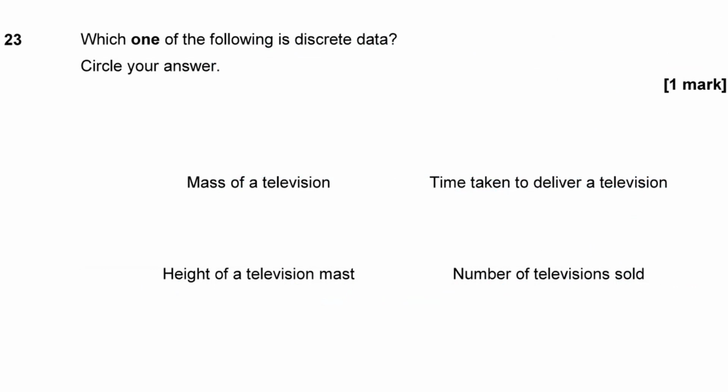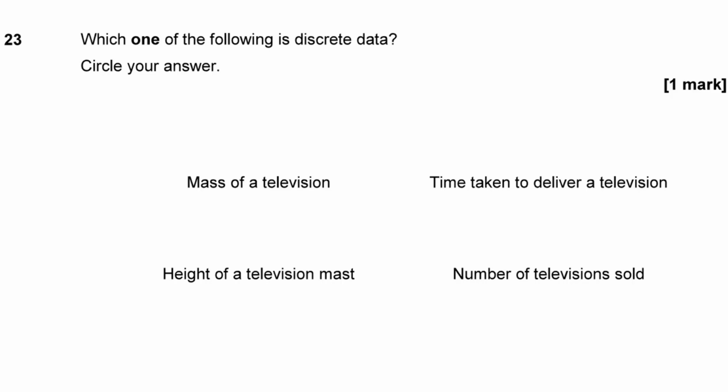Question 23. Which one of the following is discrete data? Circle your answer. Okay, so if you didn't know this already, there are two types of data that you can get: discrete data and continuous data. Discrete data is data that has particular states it can be in. So it could be just all whole numbers or a particular number. Continuous data could be any value between a given range.